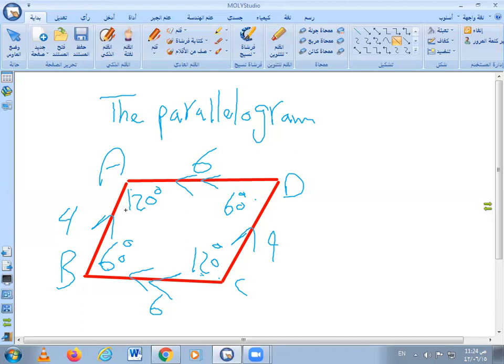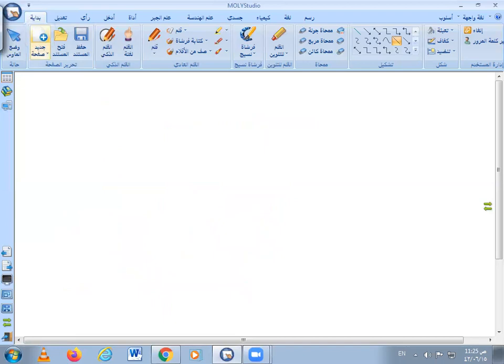The fourth property: the two diagonals bisect each other. The quadrilateral has two diagonals, and the two diagonals bisect each other. What does that mean? It means that if the two diagonals intersect at the point M, then the length of line segment DM equals the length of line segment MB, and the length of line segment AM equals the length of line segment MC.